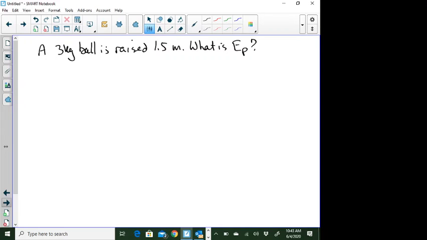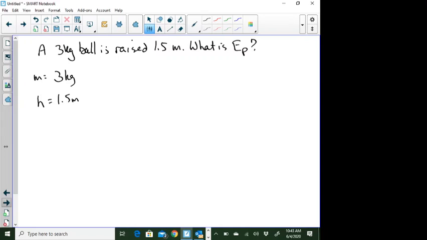So a 3-kilogram ball is raised 1.5 meters. How much potential energy does it have? So we're going to go through the numbers. There we have 3 kilograms. What does that represent? That's the mass. Then we have this 1.5 meters. What does that represent? The height.